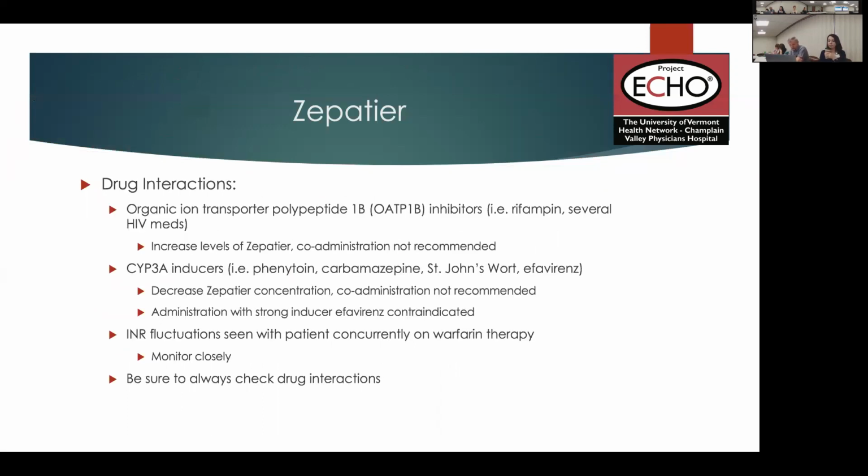Important drug interactions: rifampin is a big one, and a lot of the HIV drugs, but hopefully you won't have to deal with that yourselves. I think it's important to know that the level of the drug decreases with CYP3A inducers, particularly things like Dilantin, Tegretol, and efavirenz, which is one of the HIV drugs. And you do get some INR fluctuations, so you've got to watch it if people are on Coumadin with this drug. So once again, always look for the drug interactions.